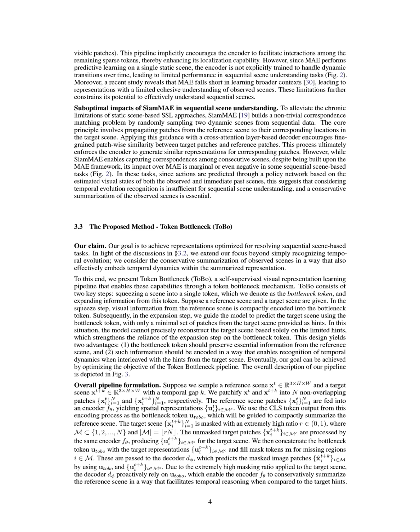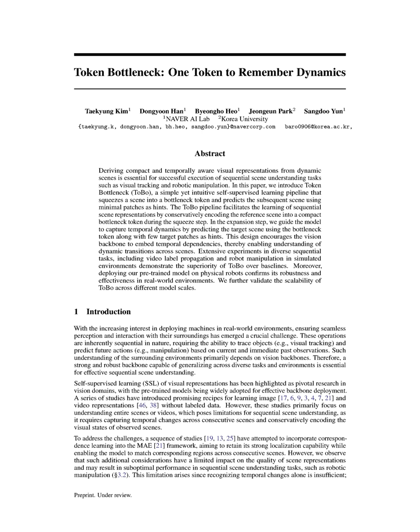In the expanding step, the model predicts a subsequent target scene using this bottleneck token, along with a minimal set of patches from the target scene as hints. This design compels the model to rely heavily on the bottleneck token, ensuring that it preserves vital information while also embedding temporal dynamics, which is crucial for tasks like robotic manipulation. The rationale behind this approach is to enhance the model's ability to summarize observed scenes conservatively, while effectively recognizing temporal changes, ultimately improving performance in sequential scene understanding tasks.